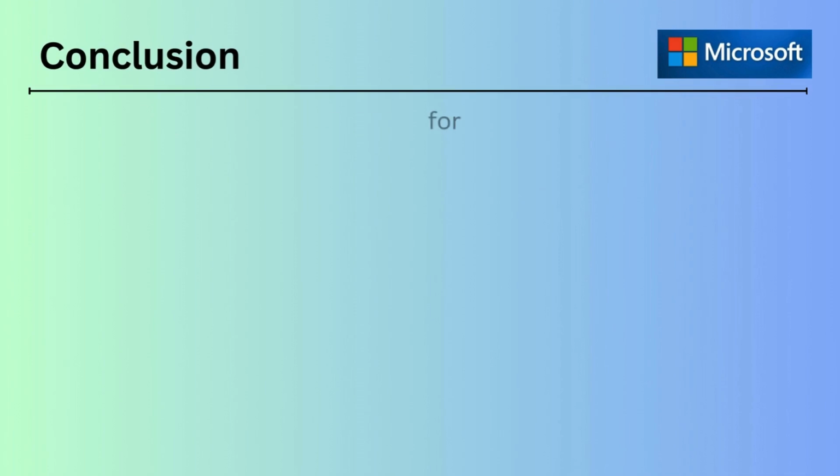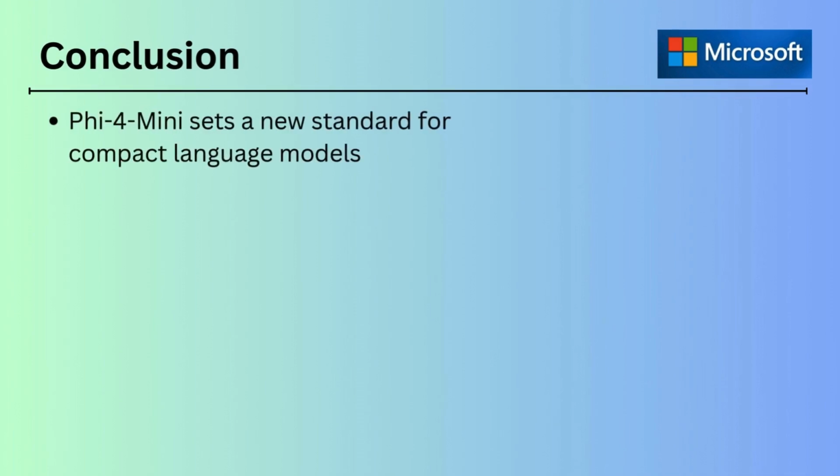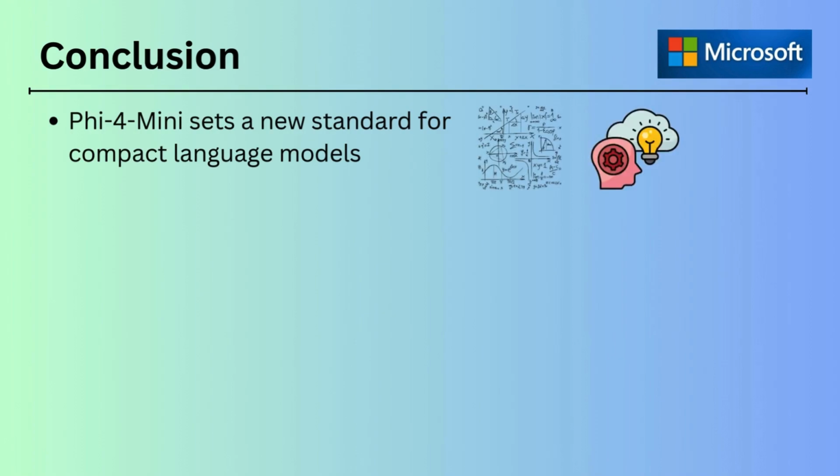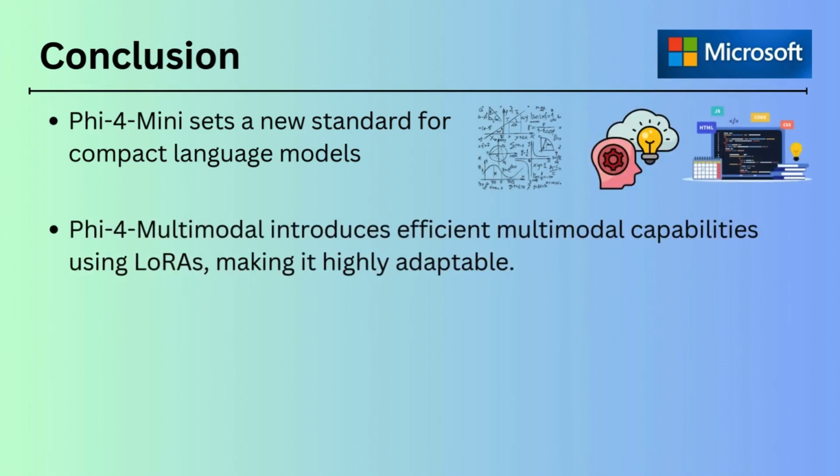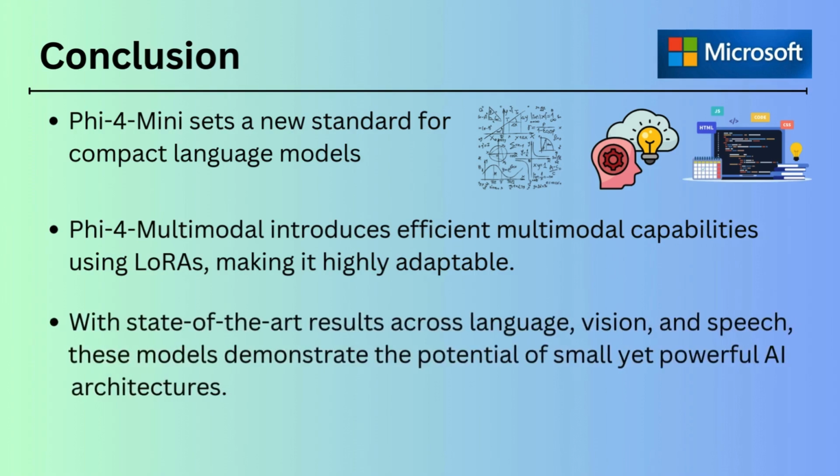Conclusion. Phi-4 Mini sets a new standard for compact language models, achieving high math, reasoning, and coding performance. Phi-4 Multimodal introduces efficient multimodal capabilities using LoRAs, making it highly adaptable. With state-of-the-art results across language, vision, and speech, these models demonstrate the potential of small yet powerful AI architectures.